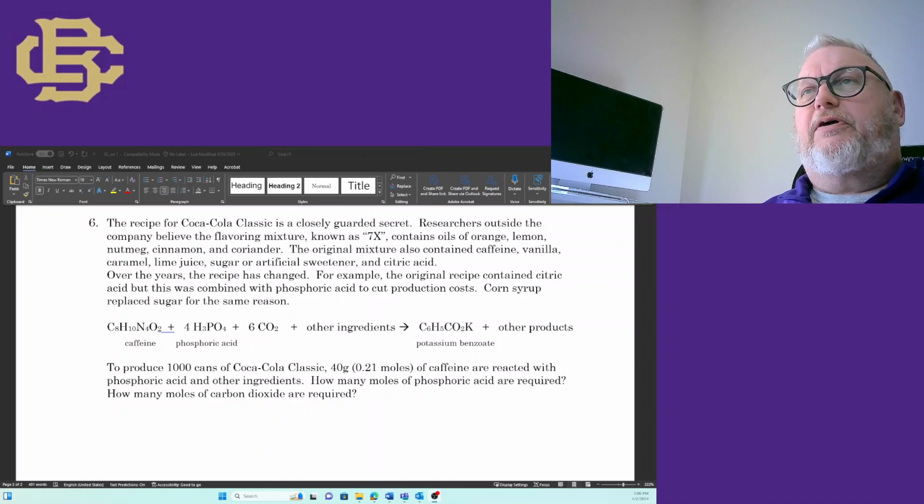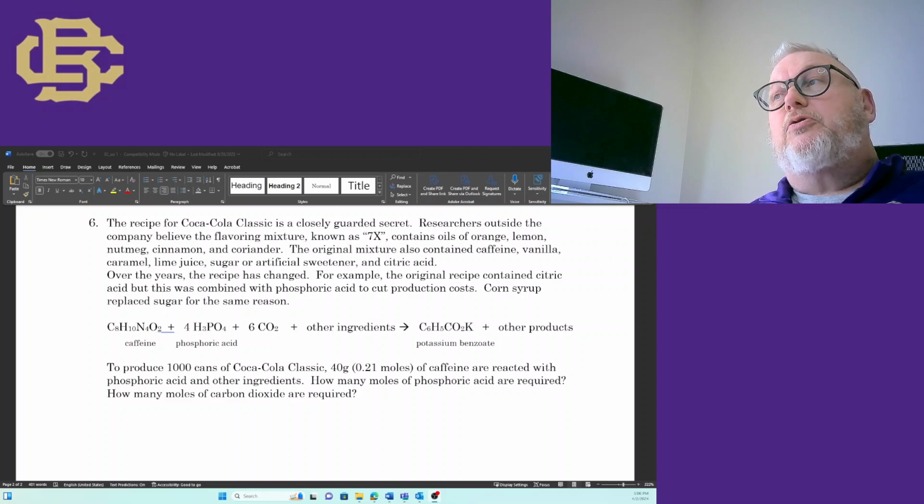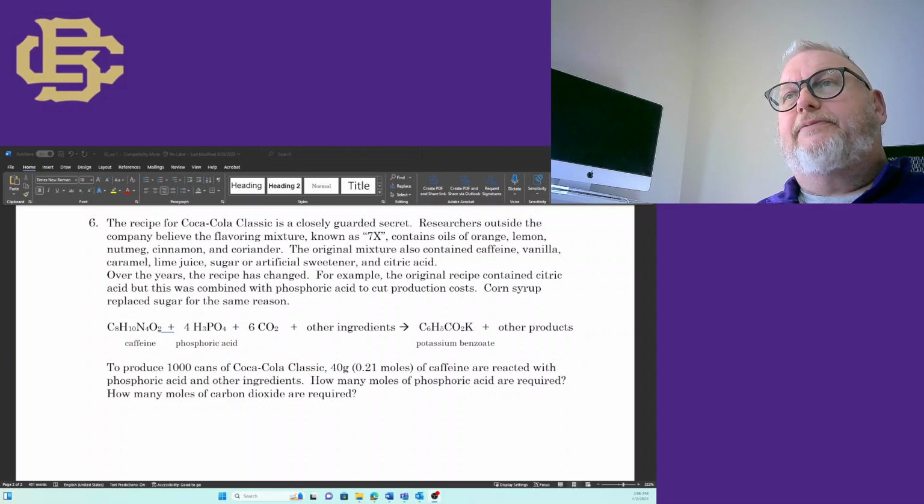Whoa, that looks difficult. So to produce 100,000 cans of Coca-Cola Classic, 40 grams, 0.21 moles of caffeine are reacted with phosphoric acid and other ingredients. How many moles of phosphoric acid are required? How many moles of carbon dioxide are required? Okay, I've got a simple BCA table.